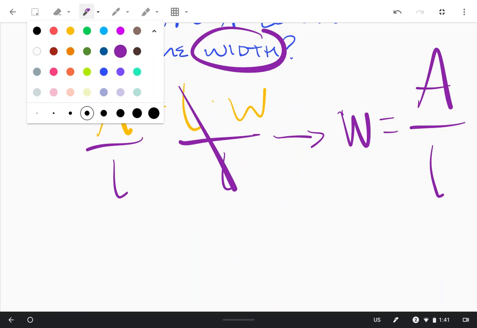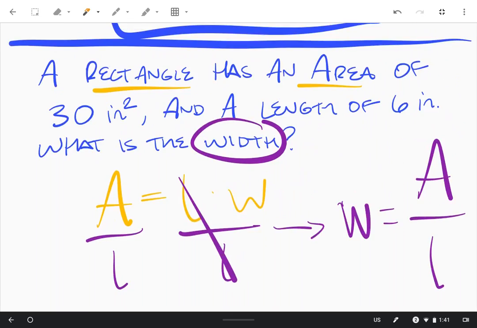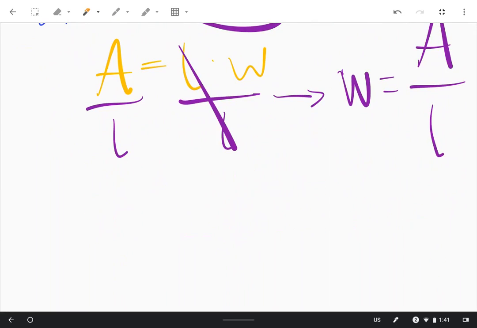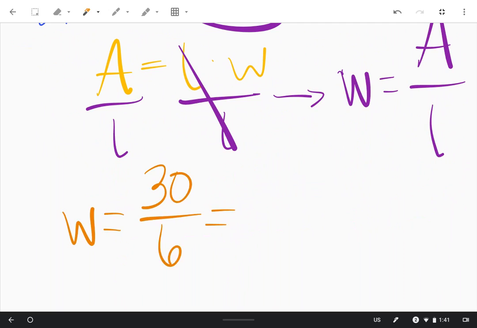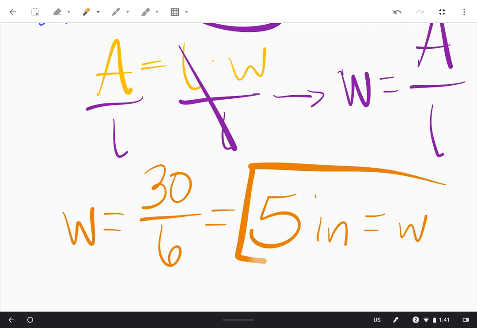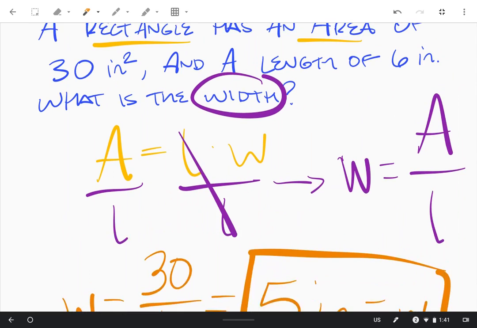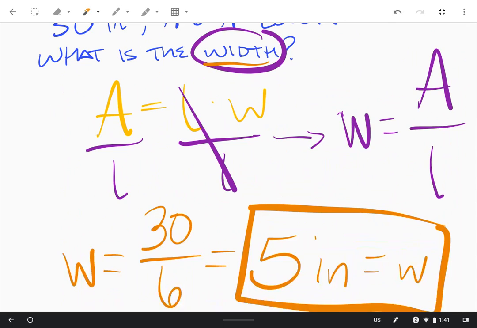So now I'm ready to plug in my values. I know that the area is equal to 30 and the length is equal to 6. So I put width equals 30 divided by 6, which is 5. And so 5 inches is the width of that rectangle. So again, the basic process is find the correct formula, rearrange that formula for the thing that you're looking for. In this case, it was width. And then plug in the values you have and solve for the thing you're looking for.